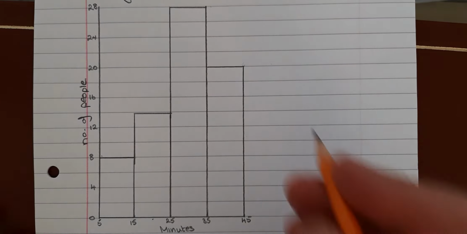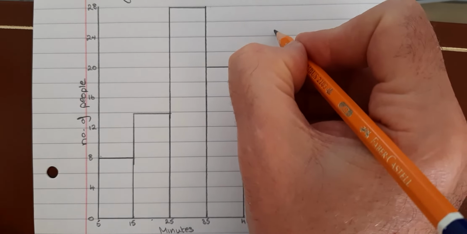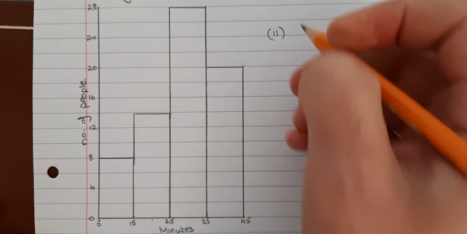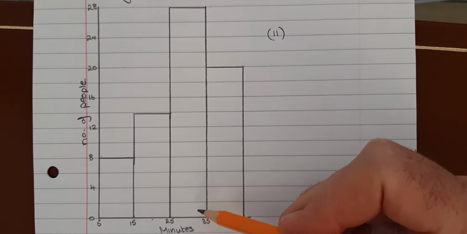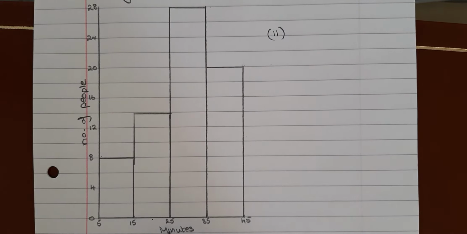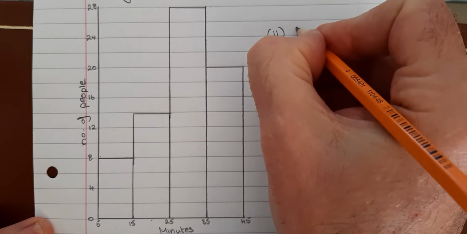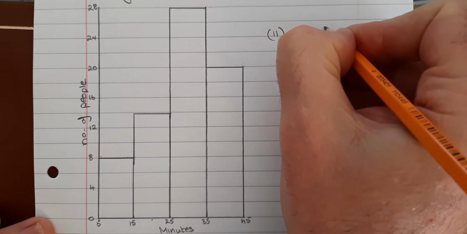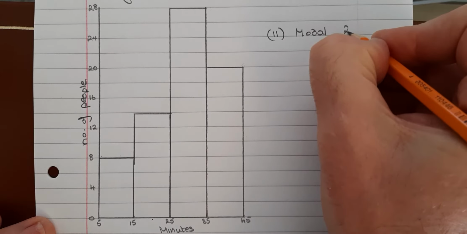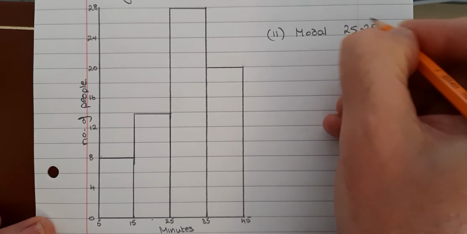Write down the modal class. It's question 2. So the modal class, as we can see here, lies between the interval 25 to 35. It is the largest one. So the modal class is 25 to 35.